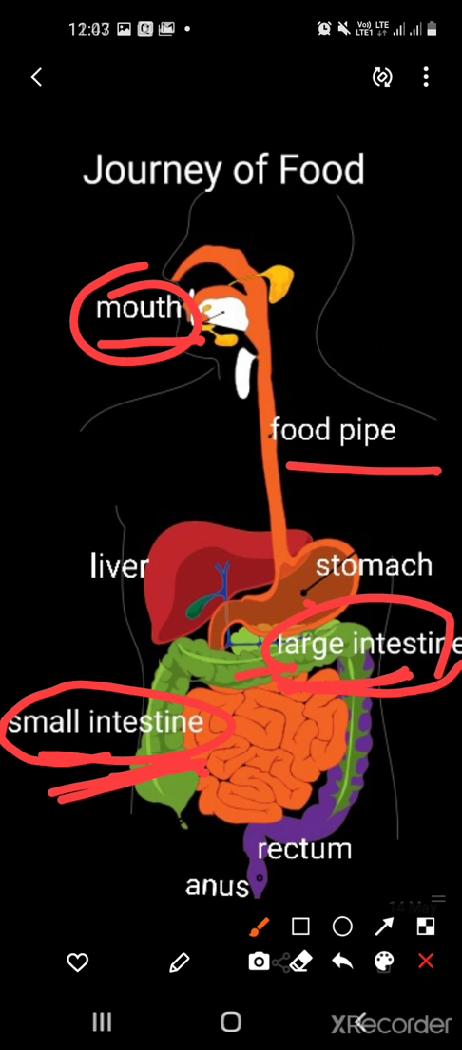Fine. And the undigested food is passed to the rectum. Okay, this is the rectum. The undigested food passes here. So what is the role of the rectum? The undigested food is stored here in the rectum before being thrown out of the body through an opening called the anus. Okay. So the undigested food is stored here before being thrown out of the body.